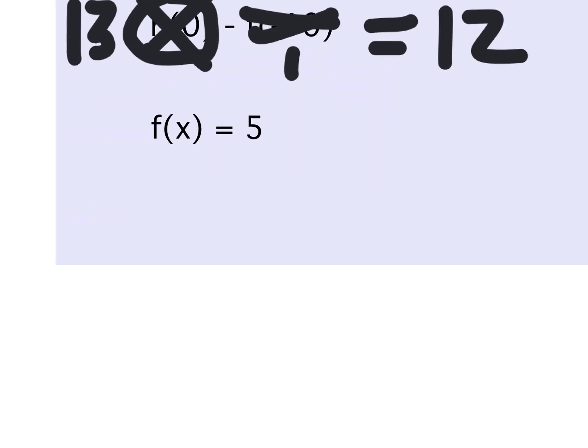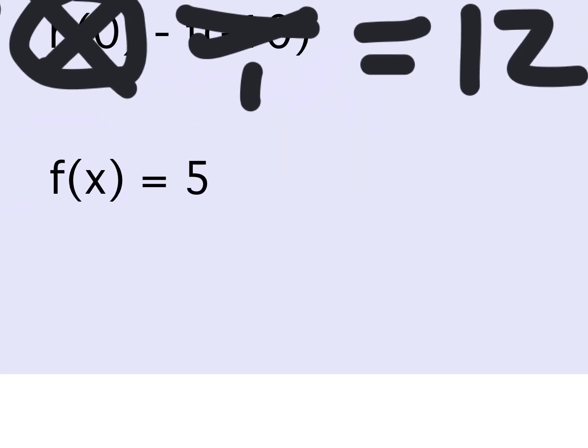Then the last one is different. It's not incredibly hard. It's just different. Did I tell you x this time? No. Look, it doesn't tell me. It just says f of x. So I didn't tell you x. I told you f of x.